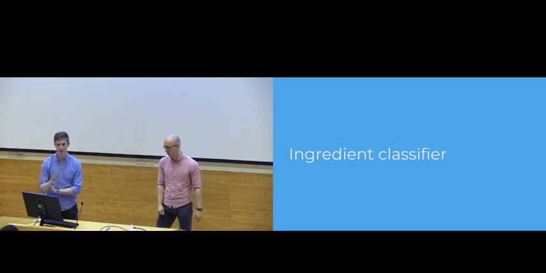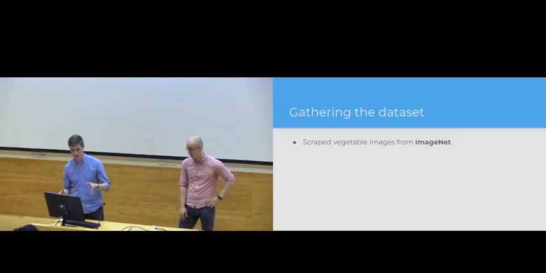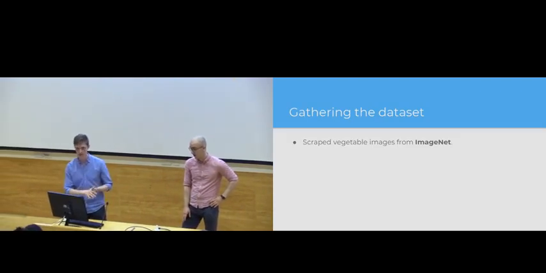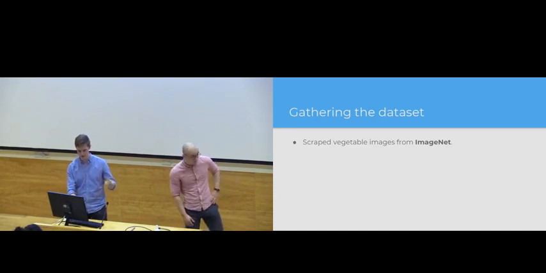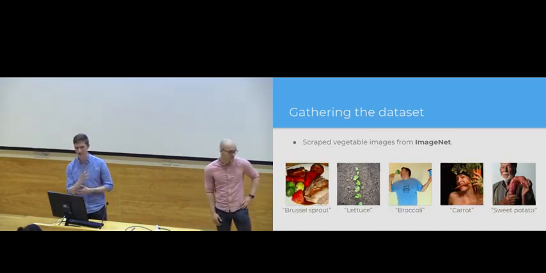A large part of our project was building a classifier to detect these ingredients from live video. To do this, we first of all had to gather the data set. We used ImageNet, since this was a very diverse data set of images in a very different environment, so we could really detect vegetables anywhere.